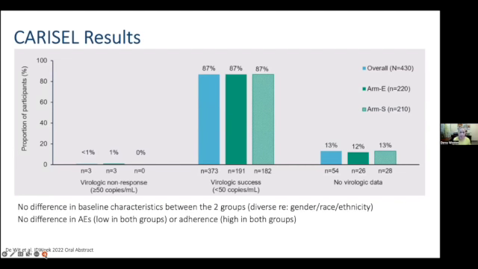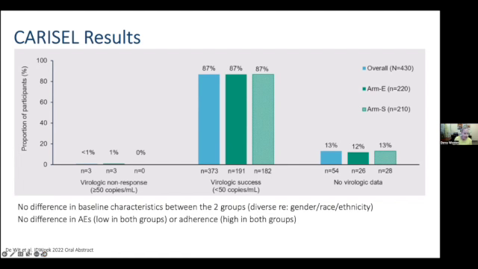Also, I didn't present the baseline characteristics, but there wasn't a difference in baseline characteristics between these groups in terms of gender, race, and ethnicity, and no difference in terms of adverse events. These were low in both groups, and also no difference in adherence between the 2 groups in terms of receiving the injection on time within that 7-day window.